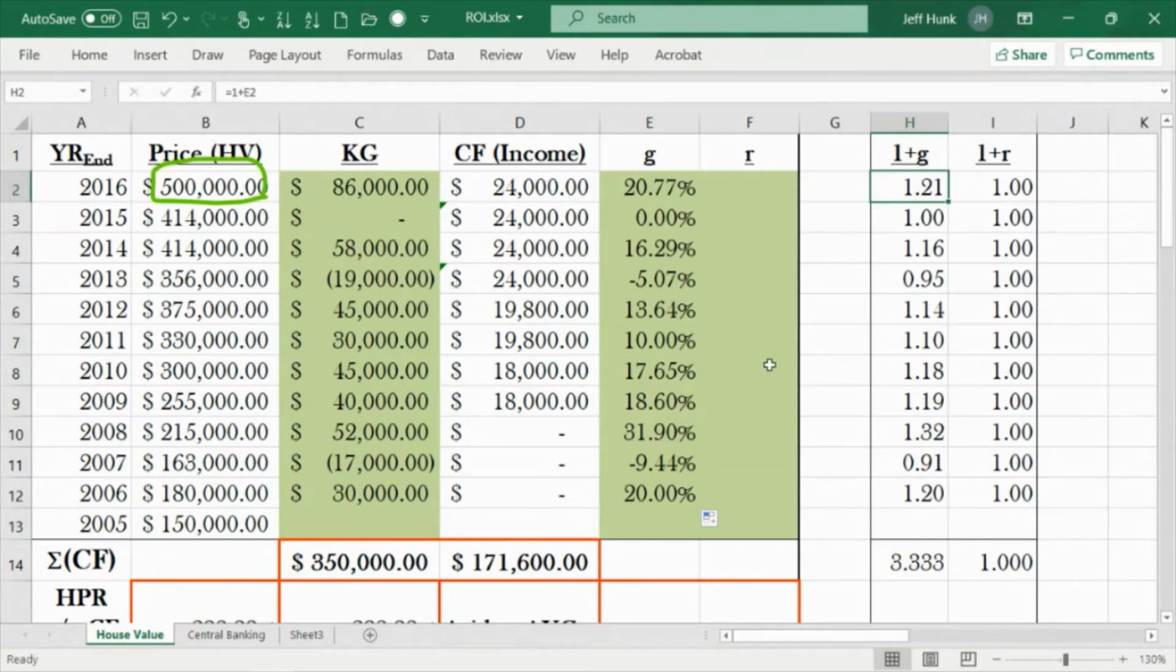And then column F is the return. So here's the difference between return and just the growth rate. Technically, return and growth rates are basically the same thing, but the difference is that growth rate is the return where there is no additional cash flow.